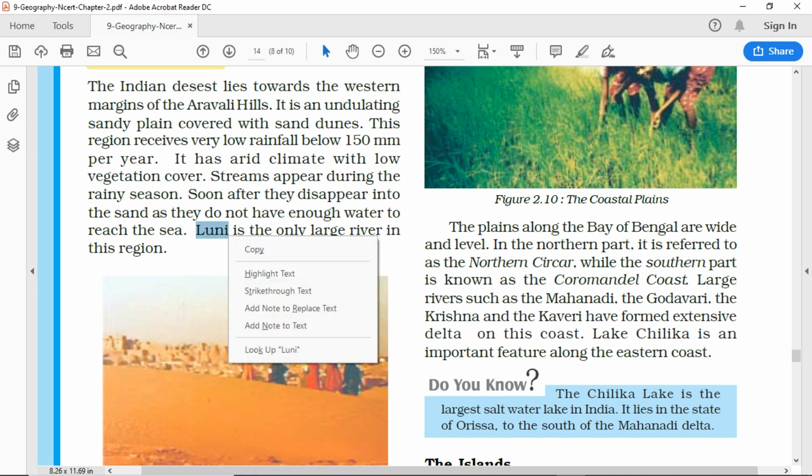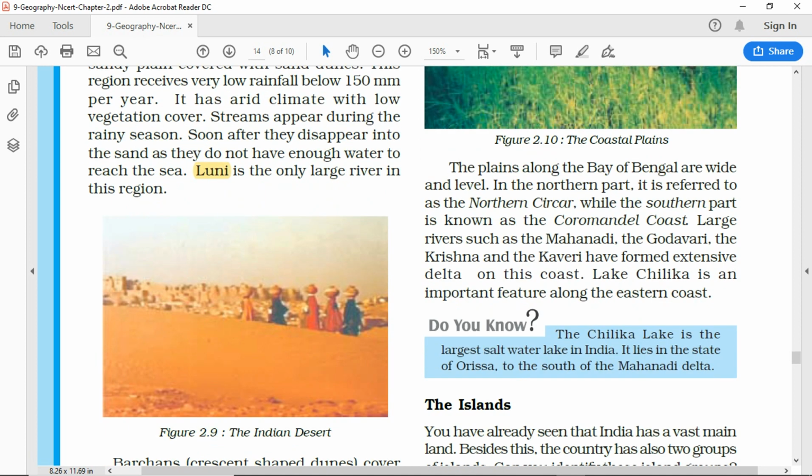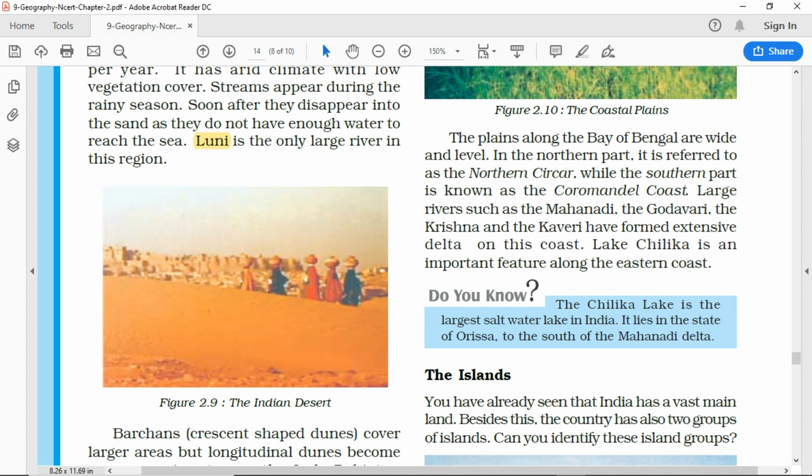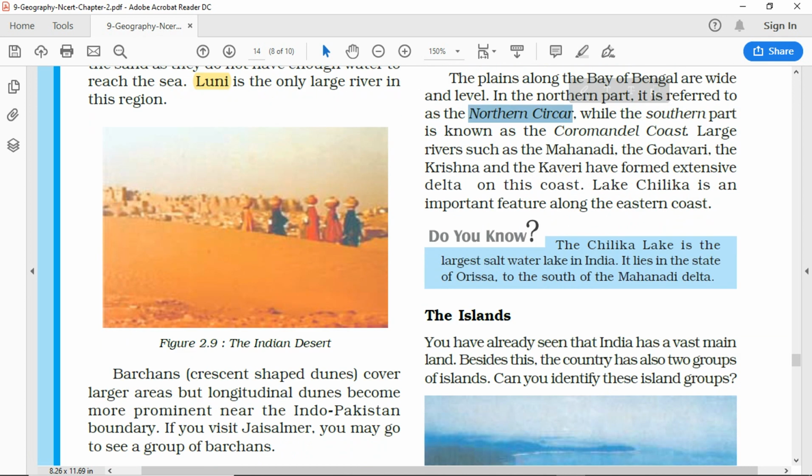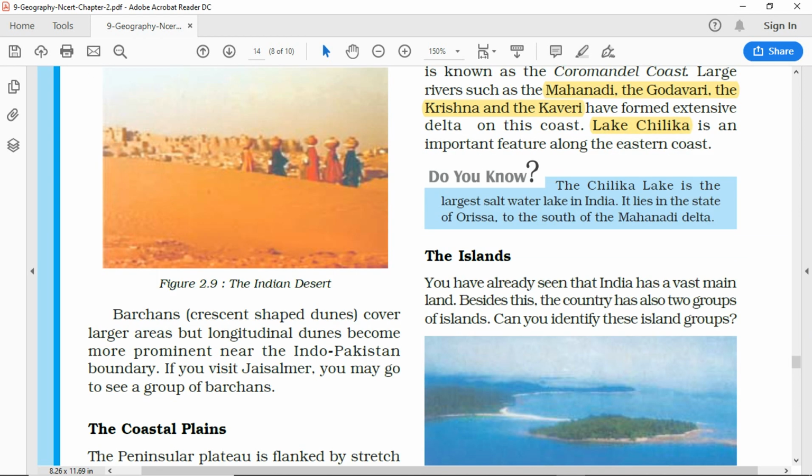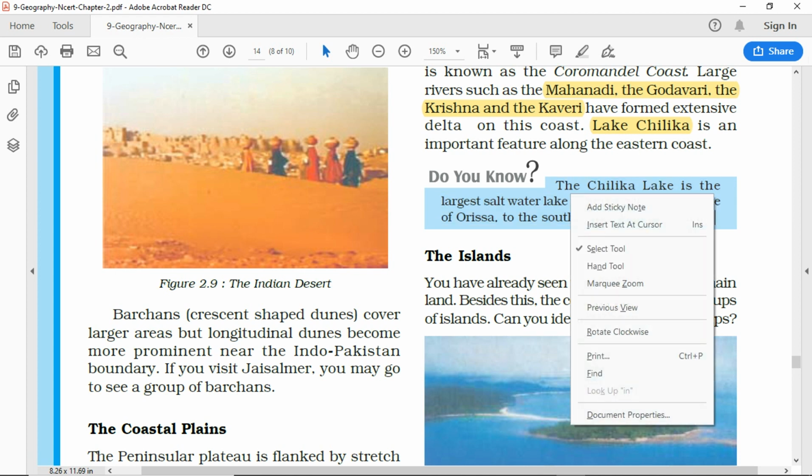The plains along the Bay of Bengal are wide and level. In the northern part, it is referred to as the Northern Sarkar, while the southern part is known as the Coromandel Coast. Large rivers such as the Mahanadi, the Godavari, the Krishna and the Kaveri have formed extensive deltas on this coast. Lake Chilika is an important feature along the eastern coast. The Chilika Lake is the largest saltwater lake in India. It lies in the state of Orissa, to the south of the Mahanadi Delta.